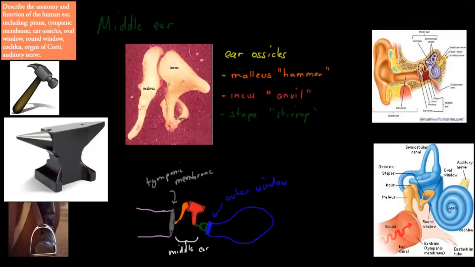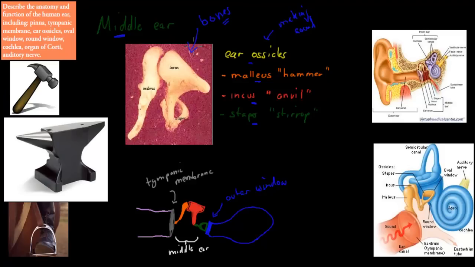Right, so next is the middle ear, and the middle ear consists of three bones. We've got the malleus, or the hammer, the incus, or the anvil, and the stapes, or the stirrup. Now, these are the ear ossicles. Ossicles just means little bones. And we have the smallest bones in our body in the ear. These 3 bones, they're very tiny.